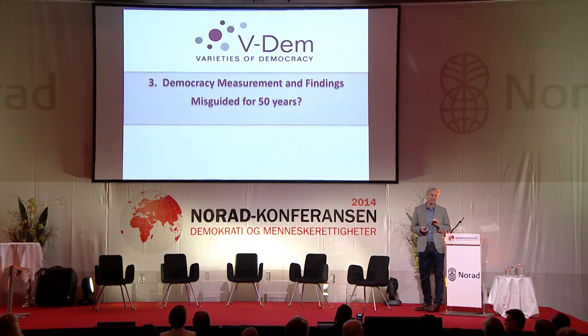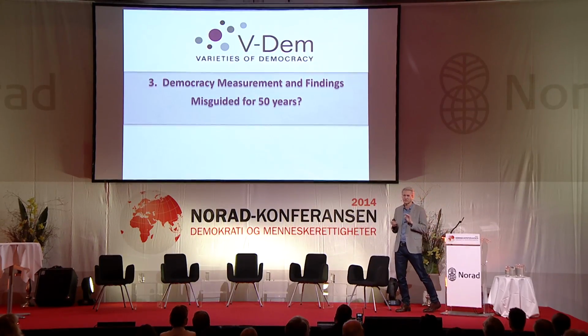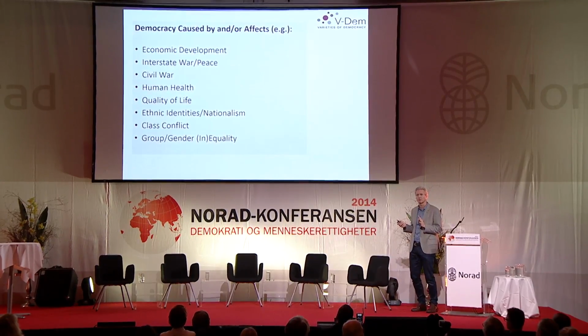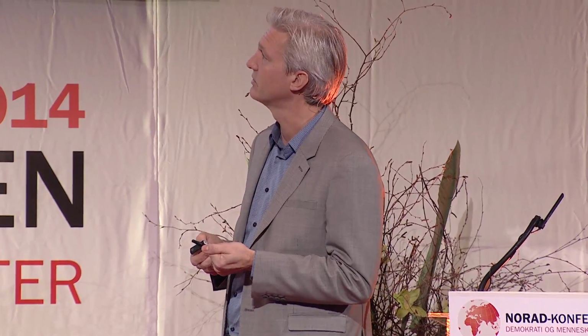So what can we say with these indices that we haven't been able to say before? Just some few examples. Democracy is something that there has been so much talk about in terms of both what's driving it and what consequences it has. So there are so many important questions to ask and to answer when it comes to the concept of democracy. Is it important for economic development, or is it just a product of economic development? How important is it for war and peace, civil war, for other kinds of human development indicators, human health, quality of life? How important is it for ethnic identities, nationalism, class conflict, group gender inequality?